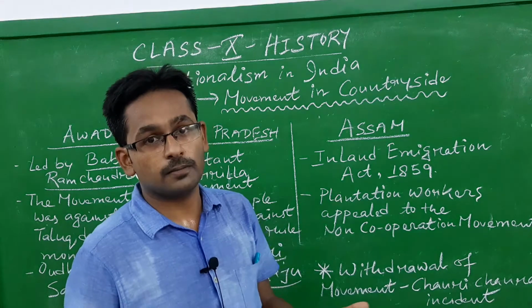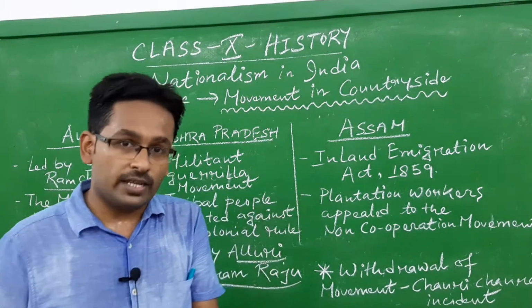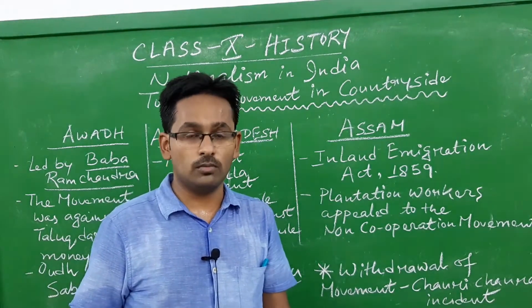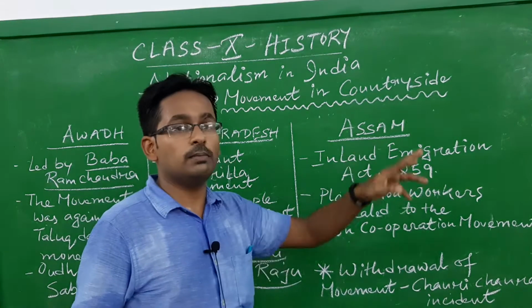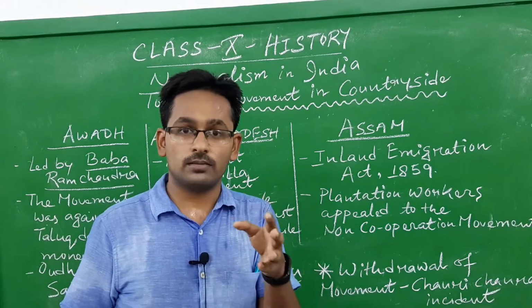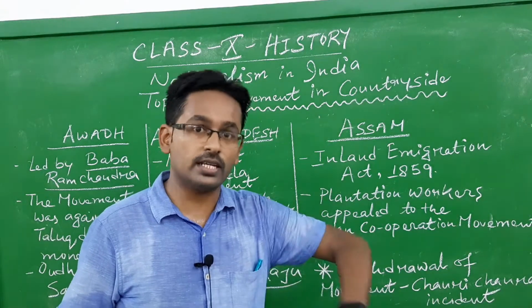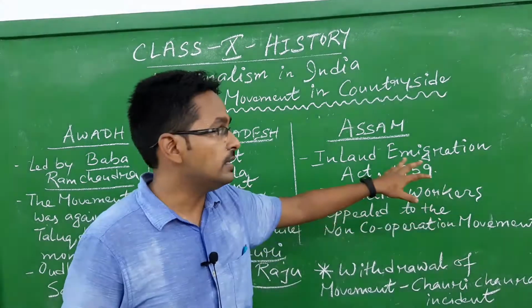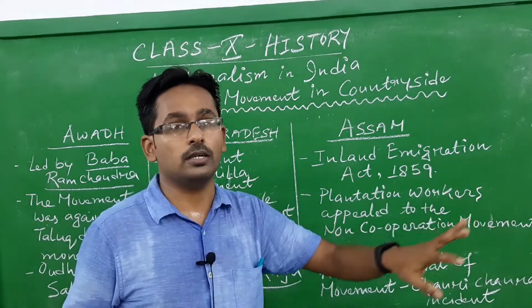But the problem is, there was a steamer strike and a railway strike. So they could not reach home, and the owners of the plantations sent the police and they were arrested, and they were brought back to the plantation gardens. So the Assam workers could not reach their places.